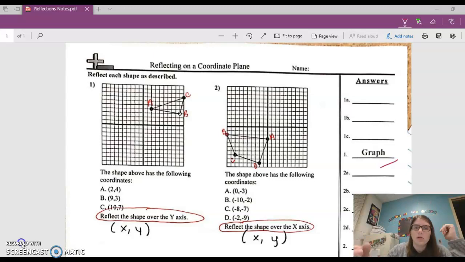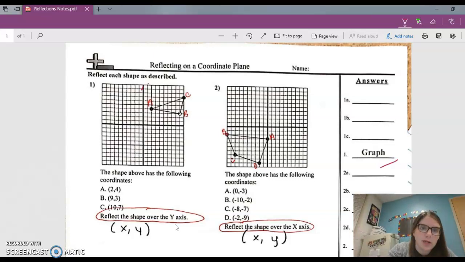So, when I'm looking at problem number 1, if you notice they give me all my ordered pairs, which are already graphed for me, and they're labeled A, B, and C. And then they tell me to reflect the shape over the y-axis. Normally you would use a highlighter, but for some reason my highlighter is not working, so I'm just going to show you where the y-axis is. You want to take your highlighter and highlight that. That's where we're going to reflect over.